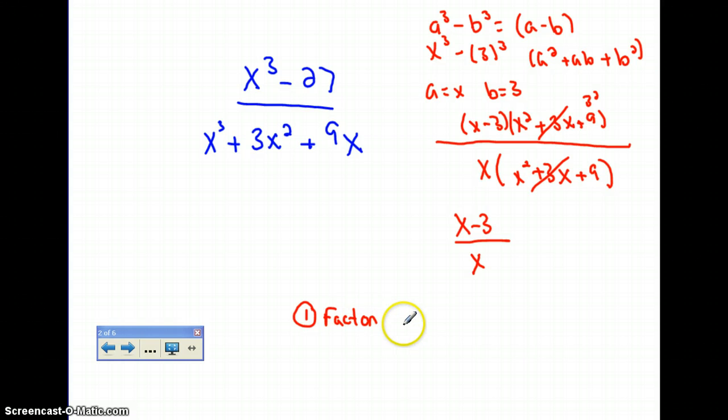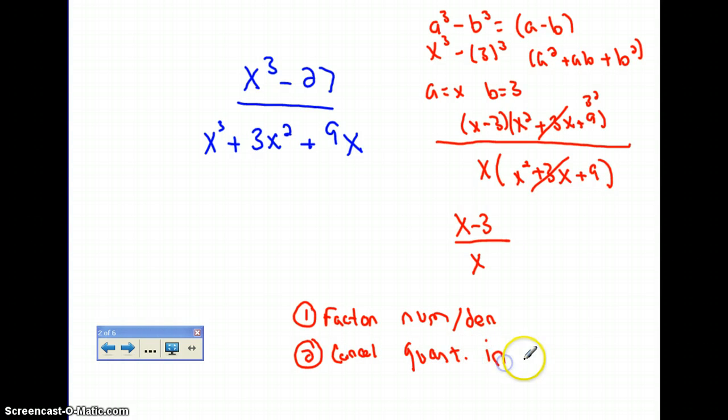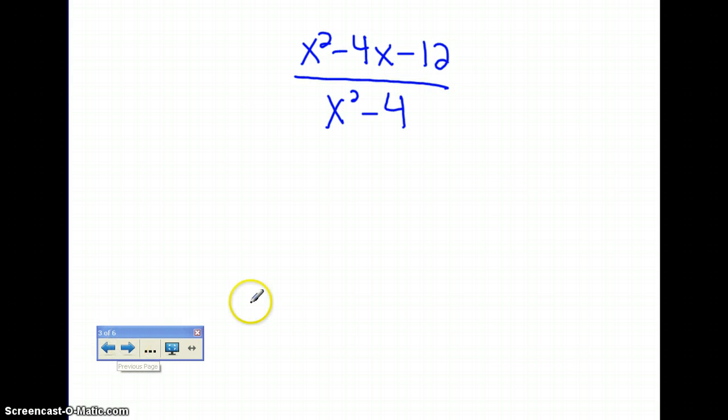Okay? So step 1 is to factor the numerator and the denominator. Once I do that, I can cancel quantities that are in the numerator and the denominator. Okay? So what I want you guys to try to do is look at this next example, try to simplify this, and we'll talk about it on Monday.